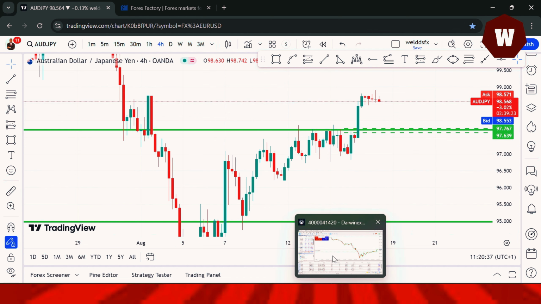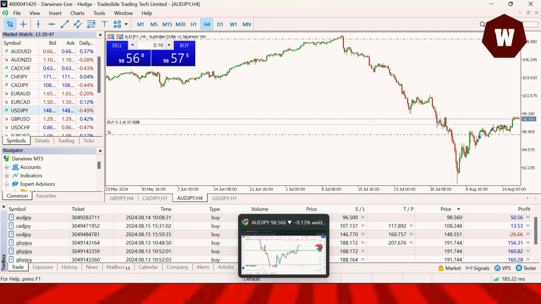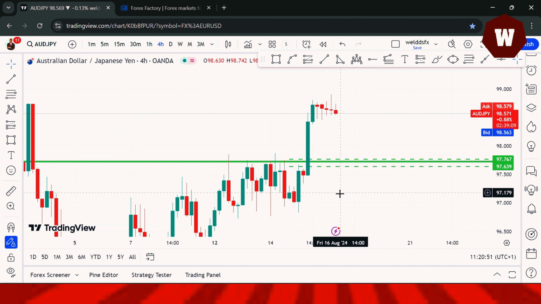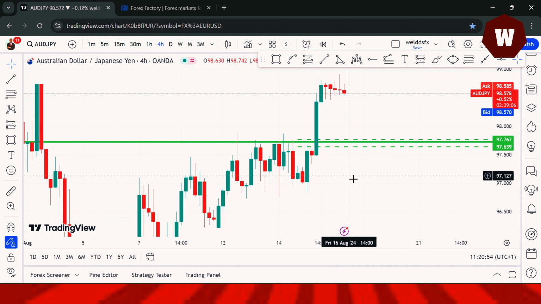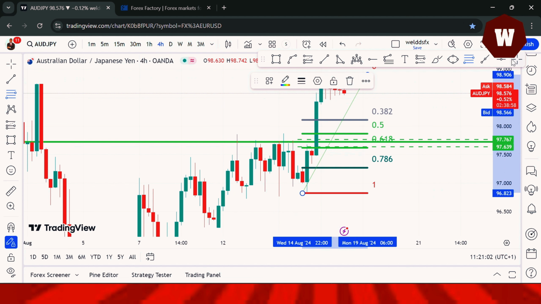Let me check it on the. We entered this trade already, but that trade is not yet safe. I will show you why it is not yet safe. On the 4-hour time frame, this is what I am expecting. You know, I'm a long-term trader. I do not just take one trade and close it and come back.